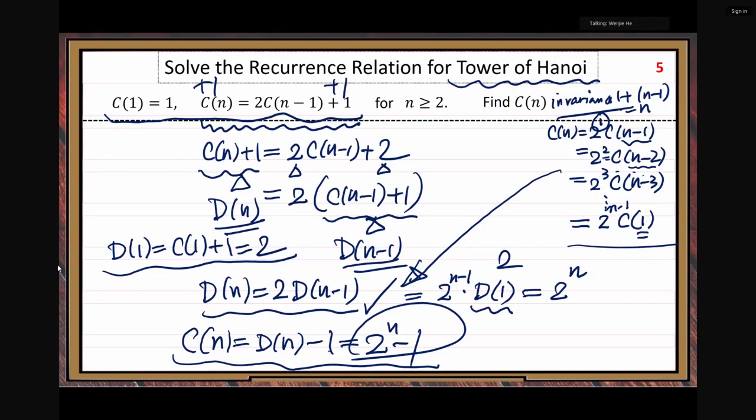See that constant term here. If it's not 0, we need to make it 0 first. If it's 0, we call it a homogeneous equation. So there is a term called homogeneous equation. Homogeneous means the constant term is 0. No constant term.